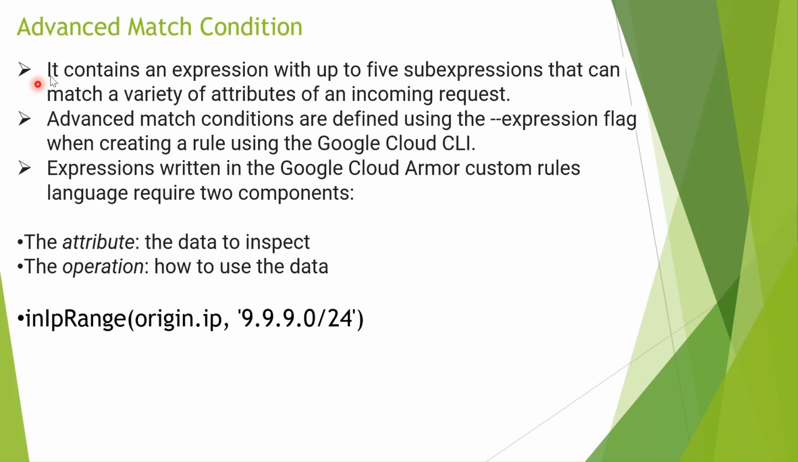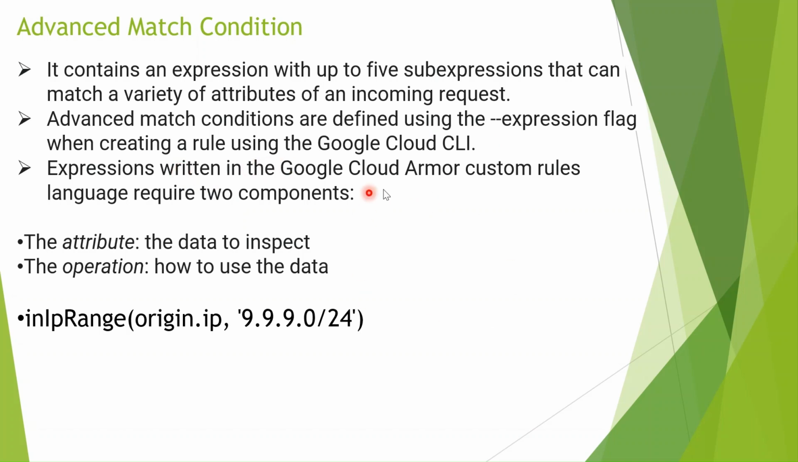After that we have the advanced match condition. In this we write an expression, and we can write up to five expressions for a variety of attributes of an incoming request. With the advanced match condition, we can use the expression flag if we are using the Cloud CLI.